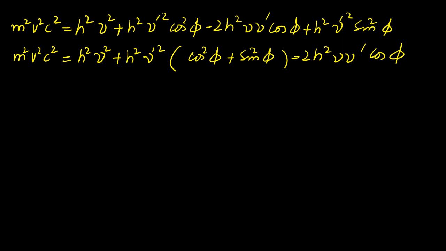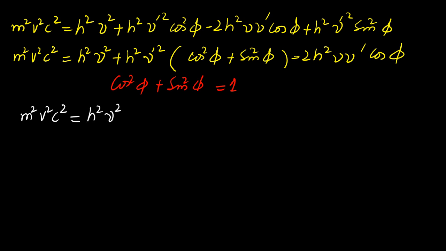So again we know that cos square of phi plus sine square of phi is equal to 1. Then the above equation will become m square v square c square is equal to h square nu square plus h square nu prime square minus 2h square nu prime cos of phi. And suppose that this is equation number 4.